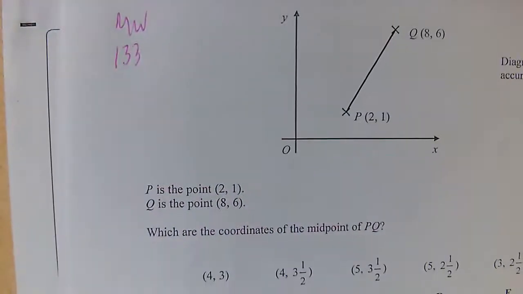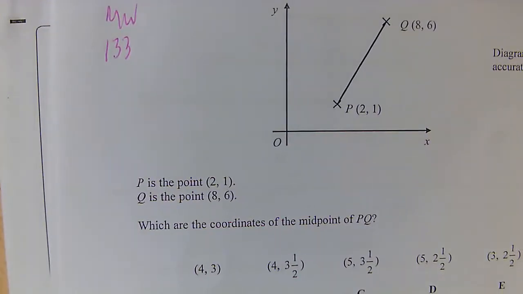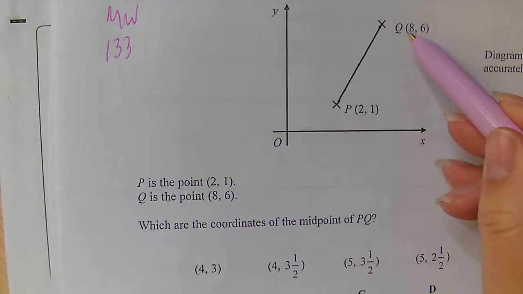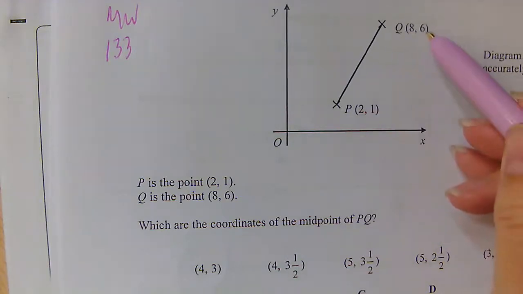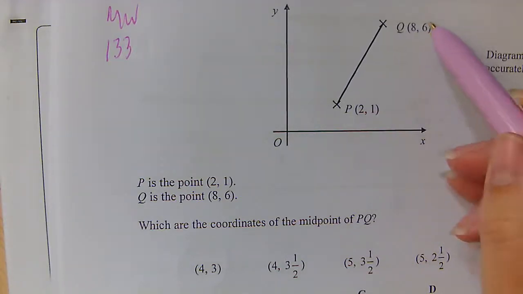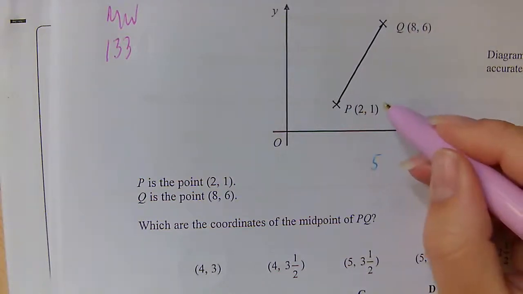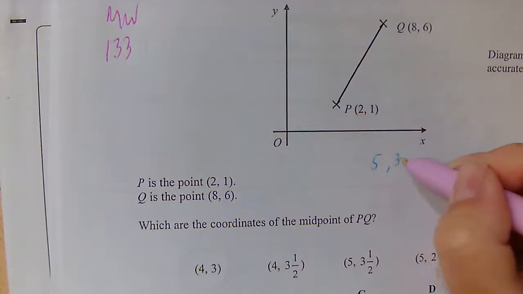Okay, question 5. Midpoints. So midpoints are super easy. If you watch my other two videos, you'll know exactly what we're doing by now. So I basically want to find halfway between 2 and 8, and I want to find halfway between 1 and 6. There are a couple of different ways of doing that. You can find the average. So 2 plus 8 is 10. Half it, you get 5. And 1 plus 6 is 7. Half it, you get 3.5.